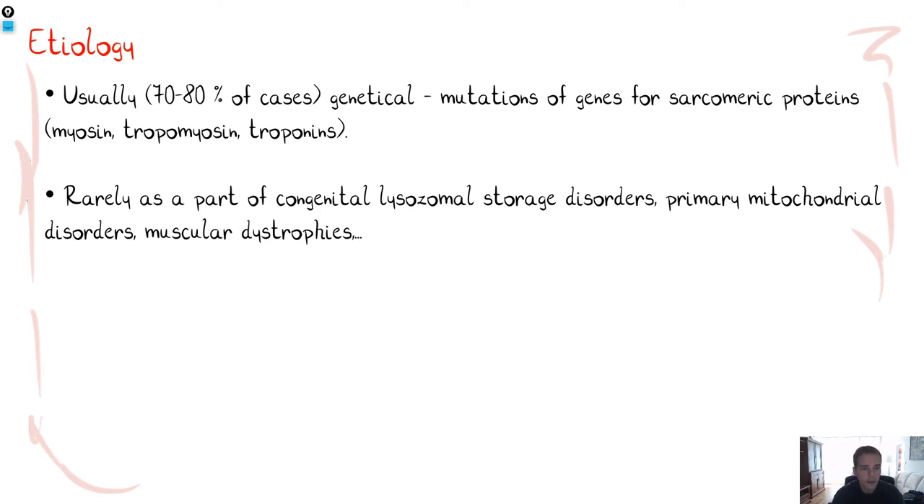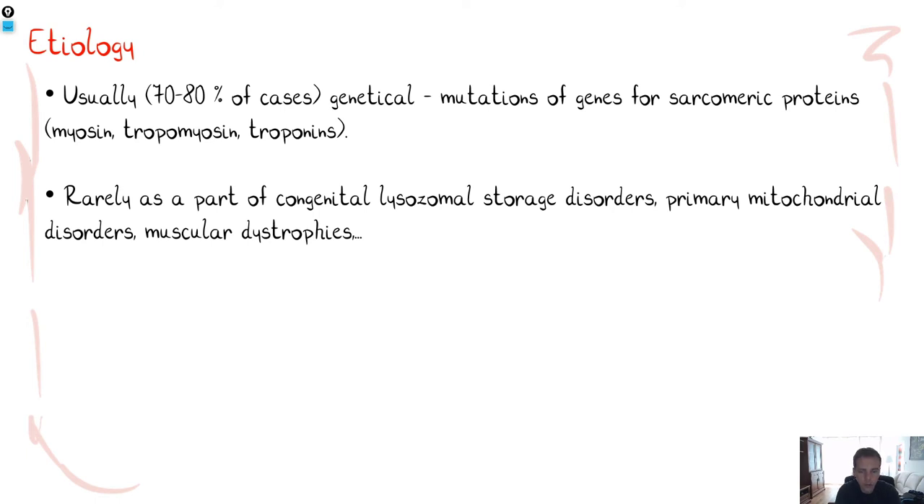Quite rarely, it can be part of congenital lysosomal storage disorders or primary mitochondrial disorders. It's good to keep in mind, especially in children, because in adults hypertrophic cardiomyopathy is usually genetical. But in children, there is quite a large amount of primary metabolic cardiomyopathies, which appear as a part of inborn errors of metabolism. So it's good to keep in mind that hypertrophic cardiomyopathy in children can often be a manifestation of some lysosomal storage disorder, for example.